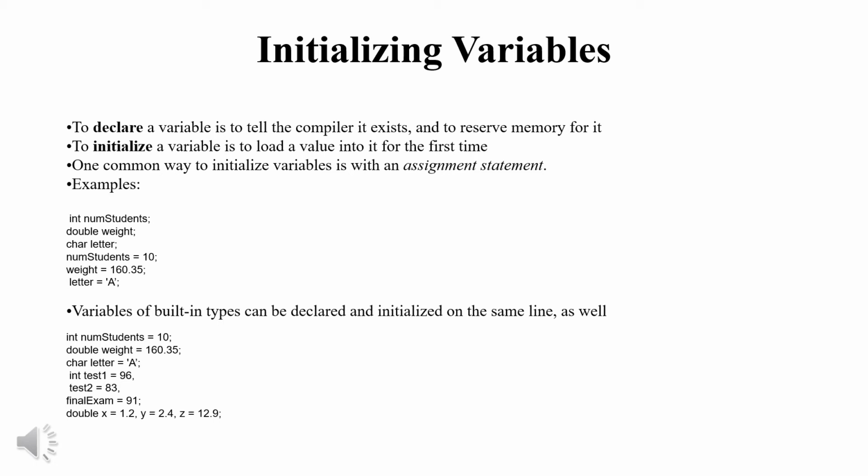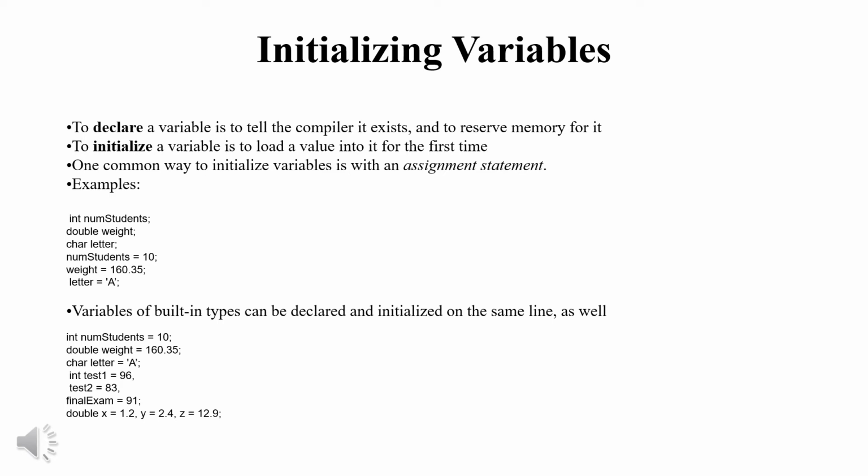For example, here we have three variables: int numStudents, double weight, and char letter. So the first one is integer type, the second one is double type, and the third one is character type. So we have declared these variables, then we are going to initialize them. How? First, we write down the name of that variable, then the equal sign, then that value. For example, numStudents equals 10, or weight equals 160, or letter equals A, right?